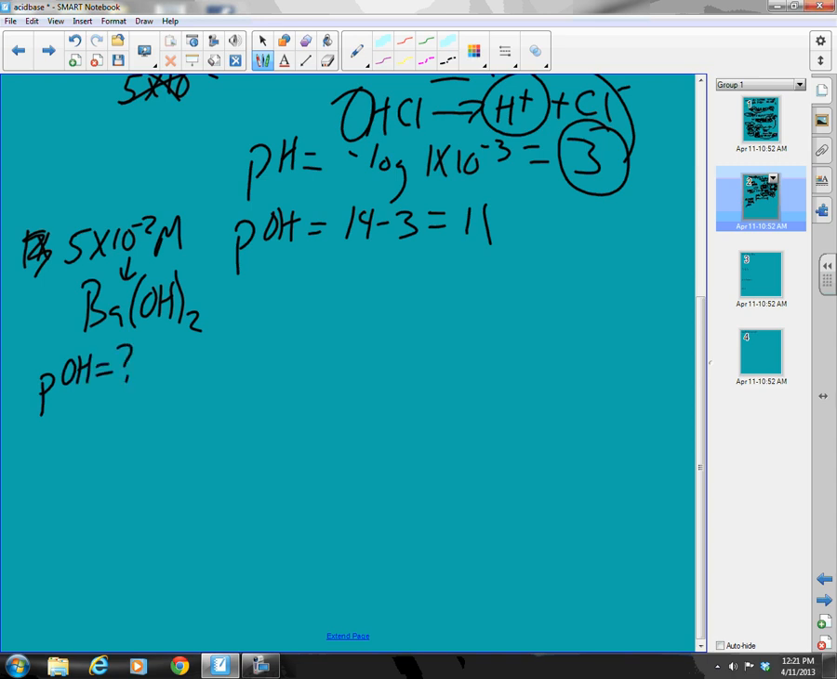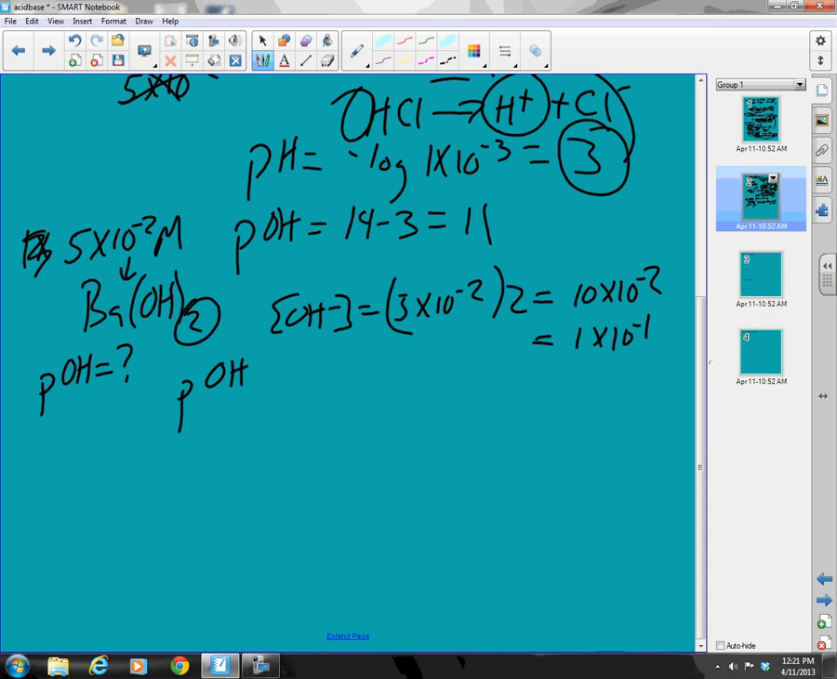right? What is the pOH? Well, what is my concentration of hydroxide? Well, it's going to be equal to 5 times 10 to the minus 2. But how many hydroxides do I have? I have 2. So that is 10 times 10 to the minus 2, which is equal to 1 times 10 to the minus 1. And so I take the negative log of that, and what do I get? My pOH is equal to 1, which means my pH is equal to 13. I hope you follow all that.